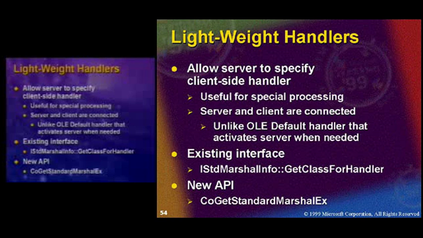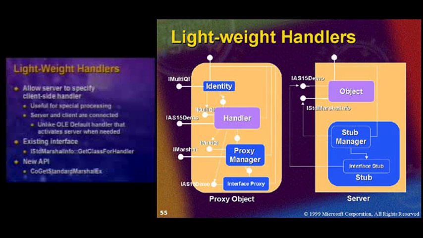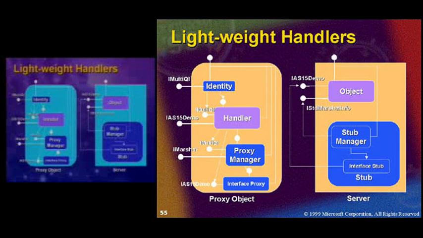And we also have a new API called CoGetStandardMarshalEx, and that's used by the proxy and the stub to integrate your handler into the proxy stub architecture for standard marshalling. And that's how it works.